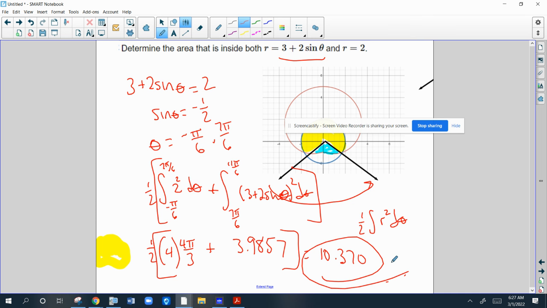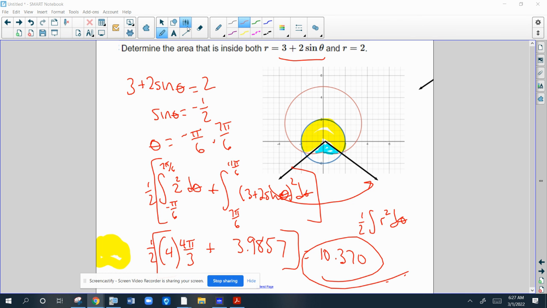So there you go. The key to these polar areas is knowing and being able to determine where everything's starting and ending as far as the radial lines go, as you can see. So have fun with those.